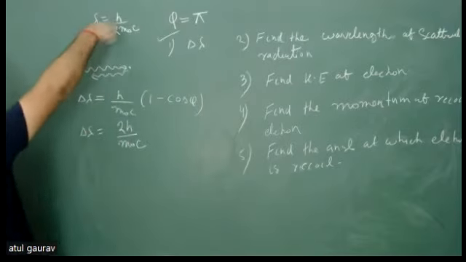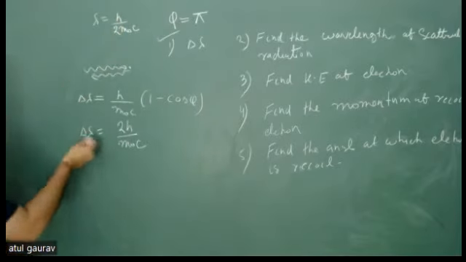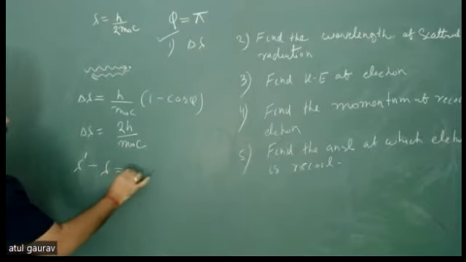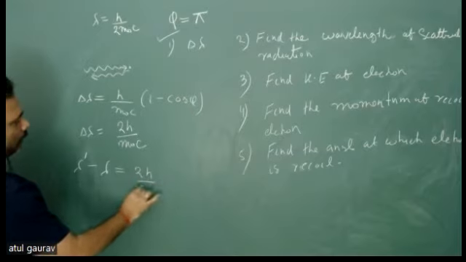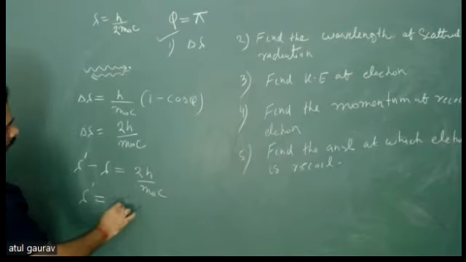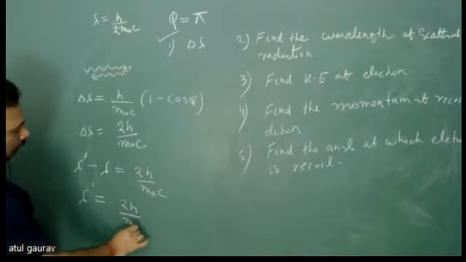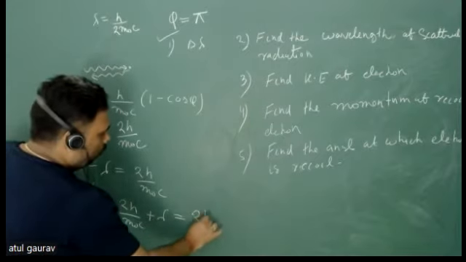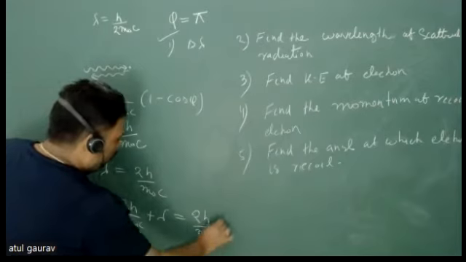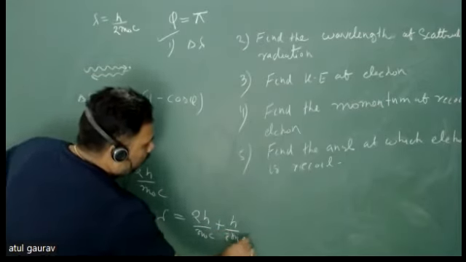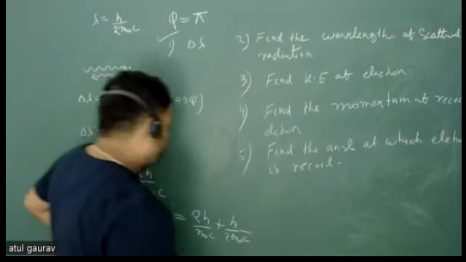This does not depend on the particular lambda, but what is delta lambda? Delta lambda is lambda dash minus lambda, and that is 2h upon m naught c. So what is lambda dash? Lambda dash is equal to 2h upon m naught c plus lambda, and what is the given value of lambda? h upon 2 m naught c.